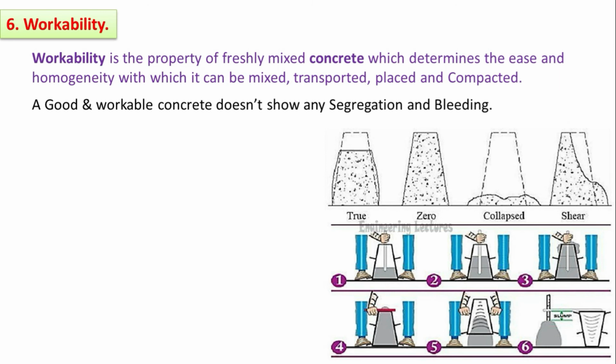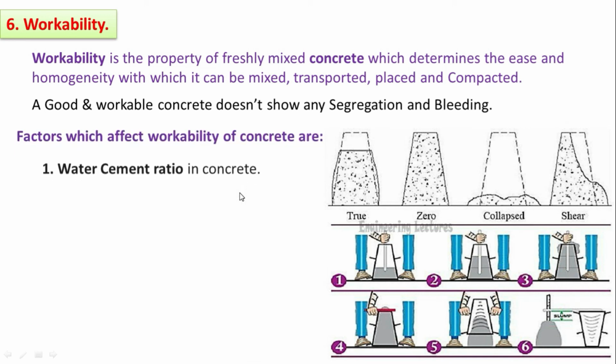So here you can see this is the slump cone test which is done for knowing the workability of the concrete. There are 4 different types of results like true slump, zero slump, collapsed slump and shear slump. So if we do this test, we will be getting 4 different types of results. Based on the result, we can know the workability of the concrete.